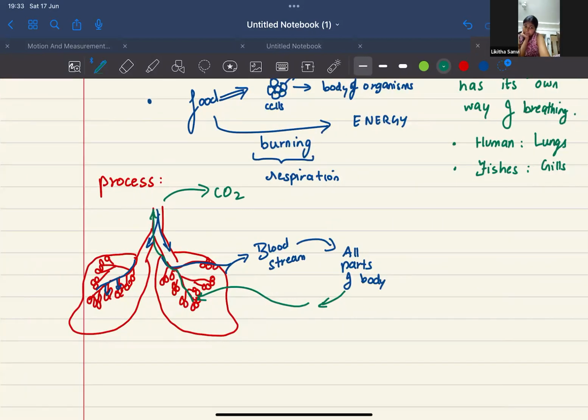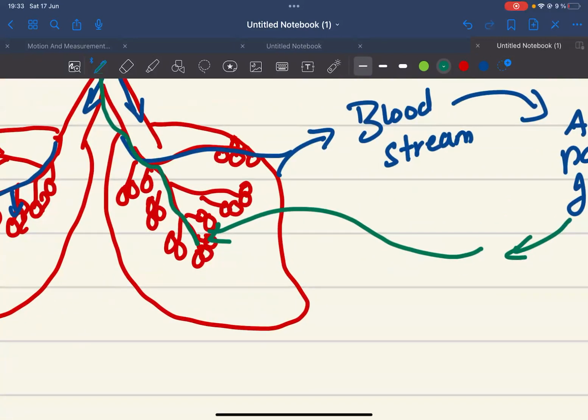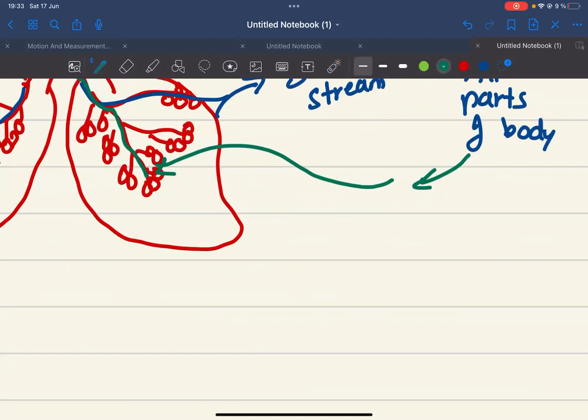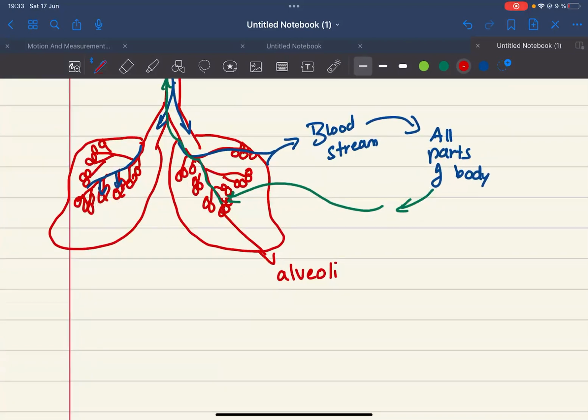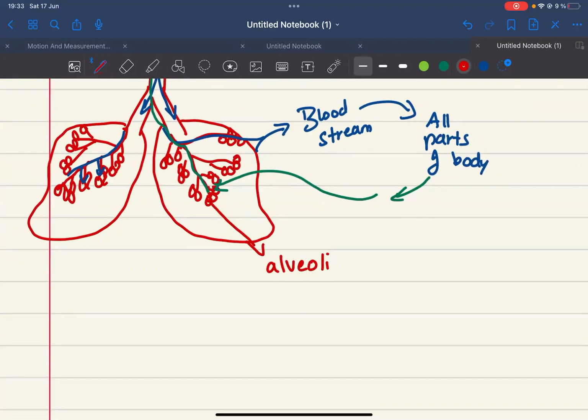Yes, ma'am. So these ball-like structures, or sacs, are known as alveoli. Inside each sac there is a richness of oxygen. All this oxygen is stored inside, and from here it goes to the bloodstream. It's called alveoli.